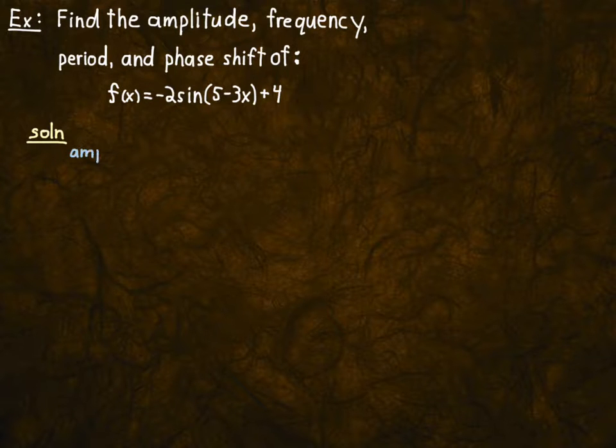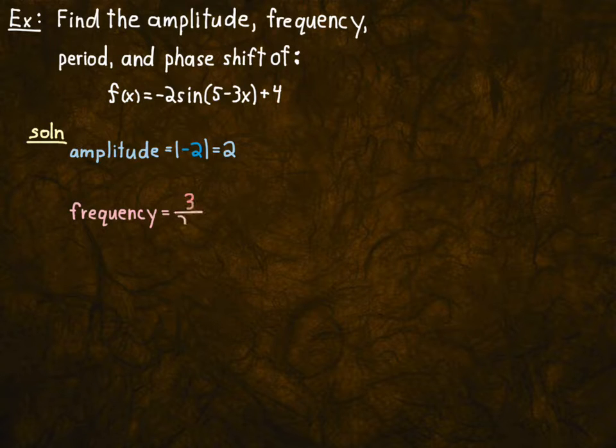Okay, so solution. The amplitude is the absolute value of -2, the coefficient of the sine. So the amplitude is 2. That's simple. The frequency is the coefficient of x, the positive coefficient of x. So instead of using -3, you just use 3. Remember omega is greater than 0, so omega here is actually 3.